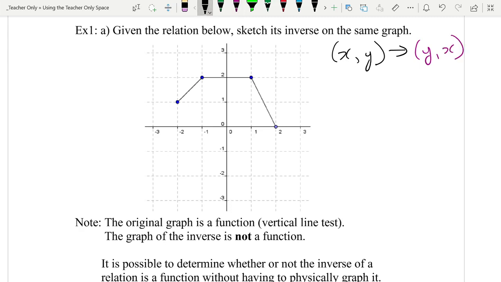So on my original graph, that first point on the left there is (-2, 1). So it's going to turn into (1, -2). So this point here is going to turn into 1 over and 2 down. There it is there.